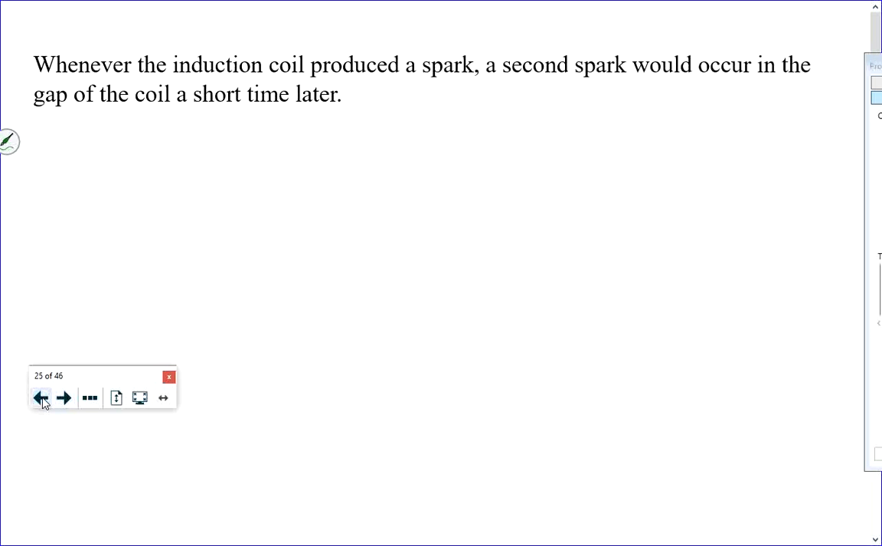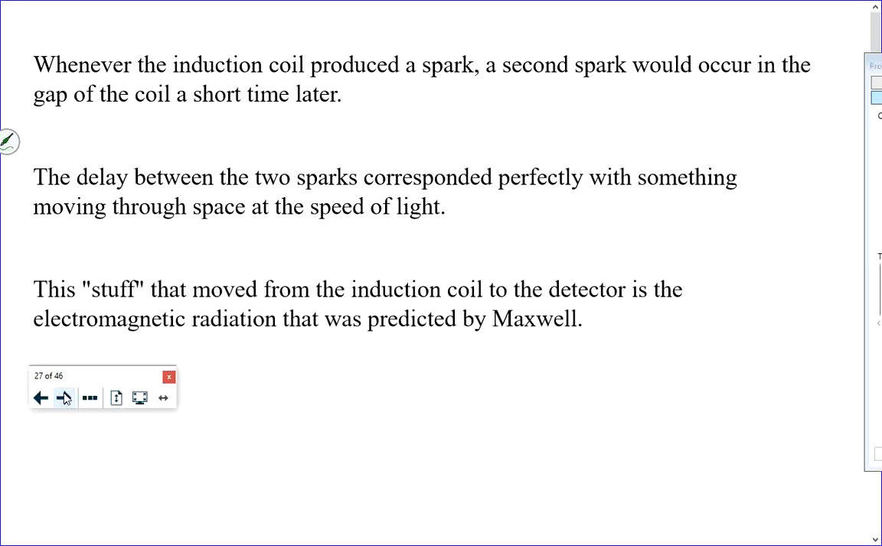I'll give it to you in words first, is whenever the induction coil produced a spark, which is this, whenever this was sparking, the coil that you can think of as a detector, which is just a loop of wire, it's the diagram on the left side of your notes, that would spark, even though it's not connected to anything. So visually, this is what's going on.